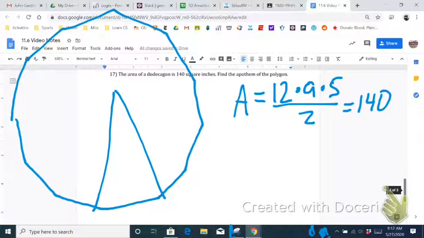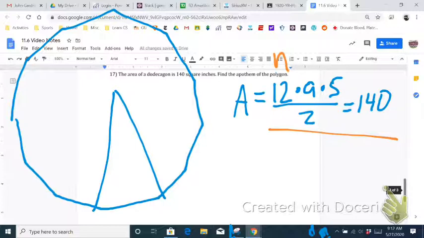In 17, we have a dodecagon where the area is 140 square inches, and that's all we know. It's also a regular. Doesn't say it here, but you have to assume it's a regular dodecagon. So what I wrote here on the right was the equation for the area of a regular dodecagon.